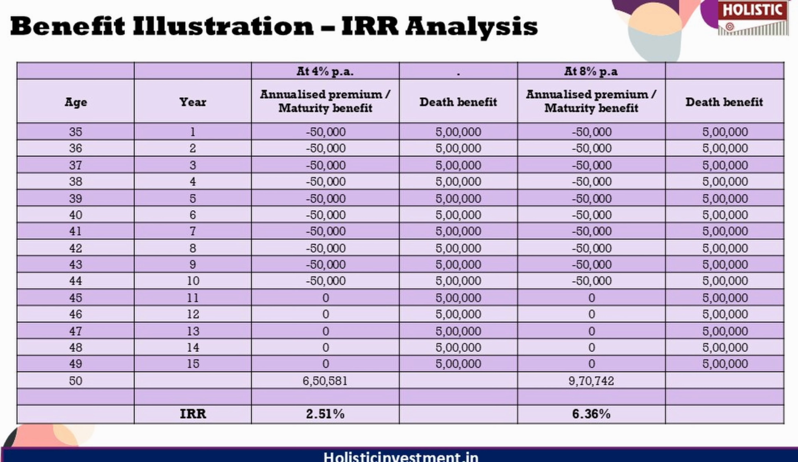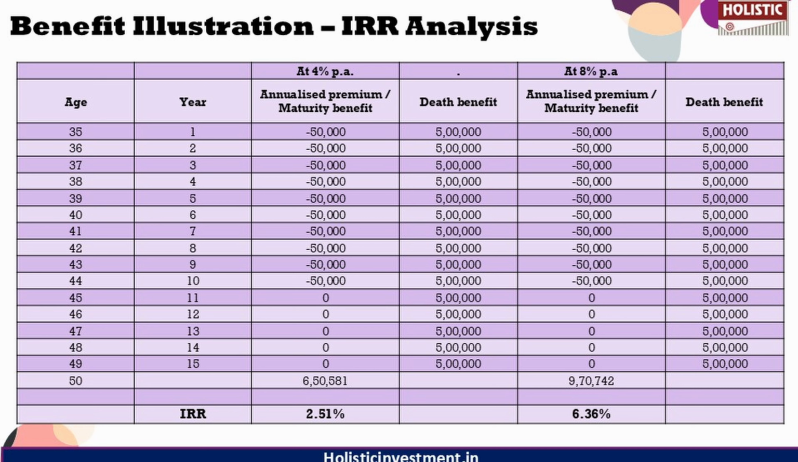If you take a look at the calculation presented on the screen, for example, we can assume that if you buy this policy for a policy term of 15 years with a 10-year premium payment term, you will be paying 50,000 rupees per annum as the premium amount, which is the amount they have specified for a life cover of 5 lakhs. Here we have calculated on two assumed gross returns: one at 4% per annum, another at 8% per annum.